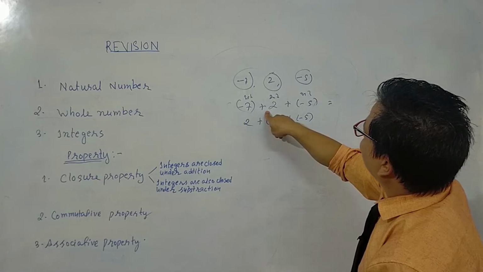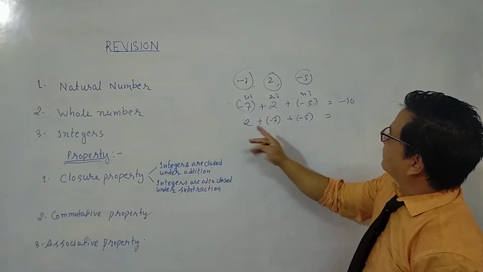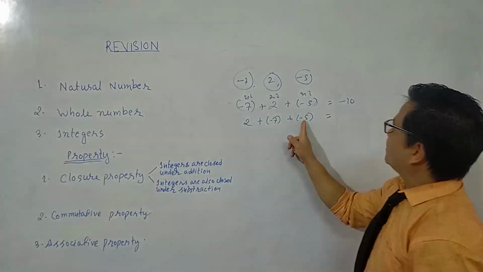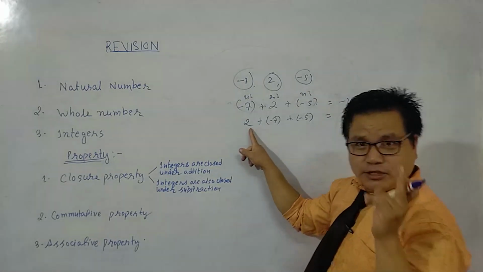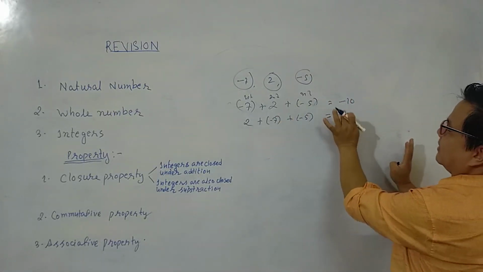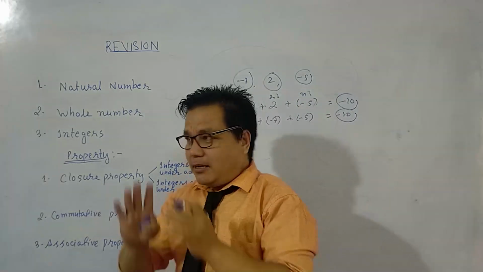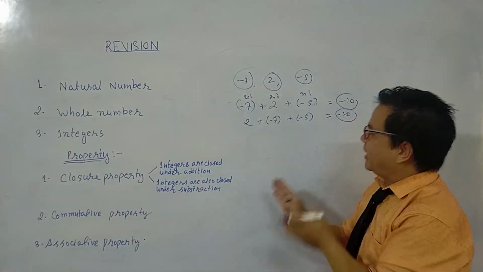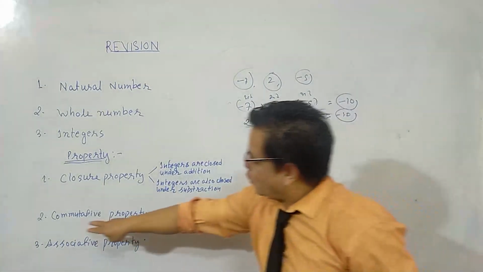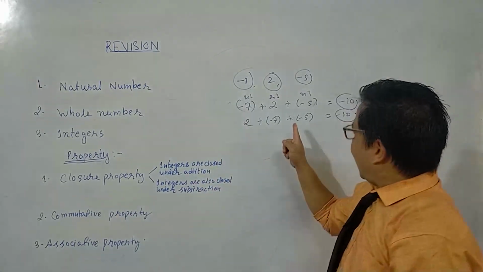Minus 12 plus 2, how much? Minus 10. Here also we will get the same result. Minus 7 minus 5, how much? Negative, negative, total negative. Minus 12. Minus 12 plus 2, how much? Minus 10. So no difference in the result. So in the addition of the integers, we can change the order of the numbers. That is the commutative property.